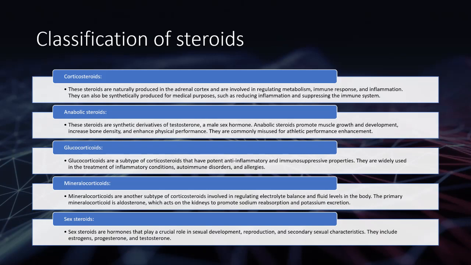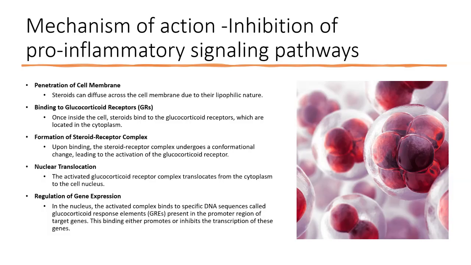Lastly, we have sex steroids, which play a crucial role in sexual development, reproduction, and secondary sexual characteristics. This group includes estrogens, progesterone, and testosterone. Estrogens and progesterone are primarily involved in female reproductive health, while testosterone is key to male reproductive development and maintaining muscle mass. Now, let's delve into the mechanism of action of steroids, focusing on how they inhibit pro-inflammatory signaling pathways.